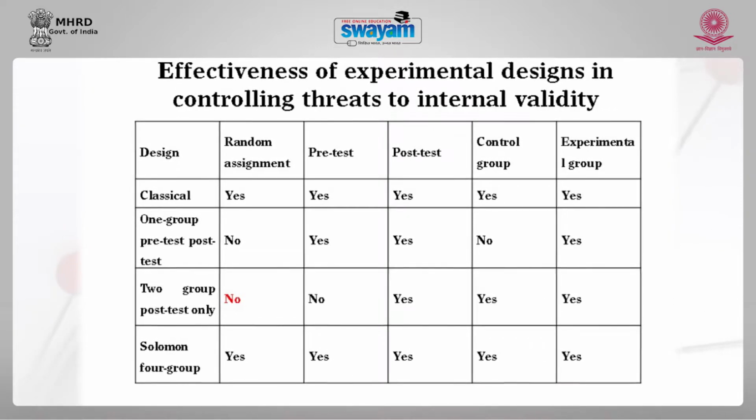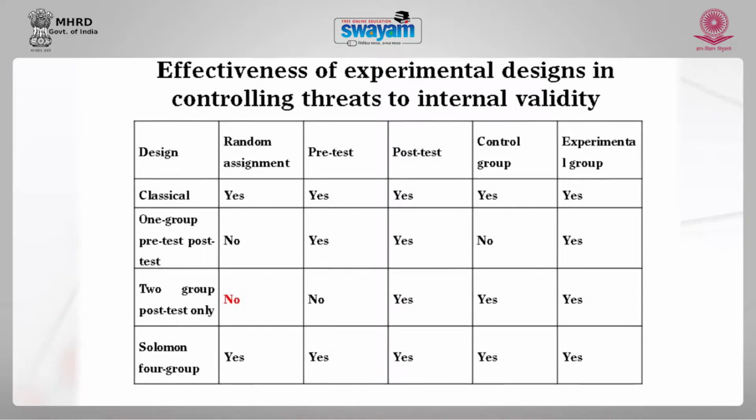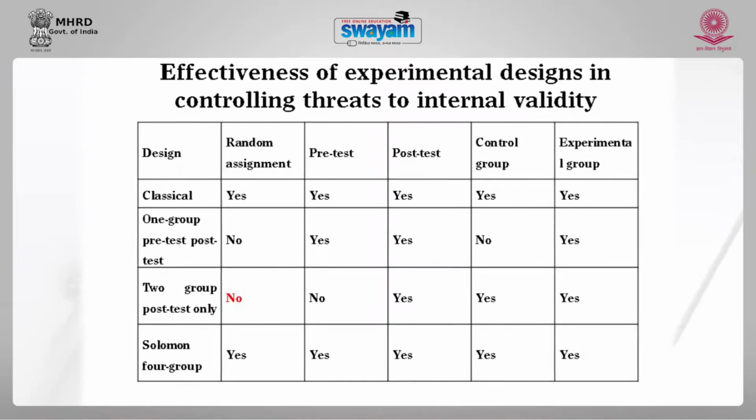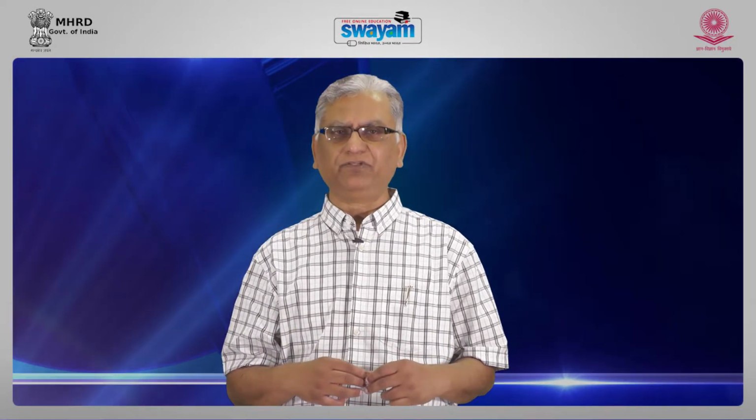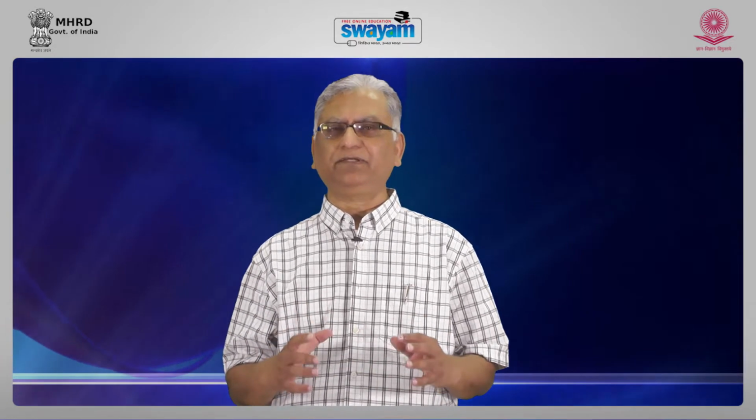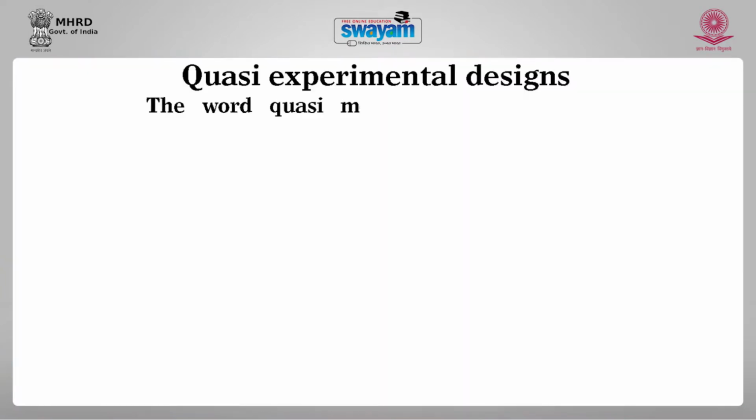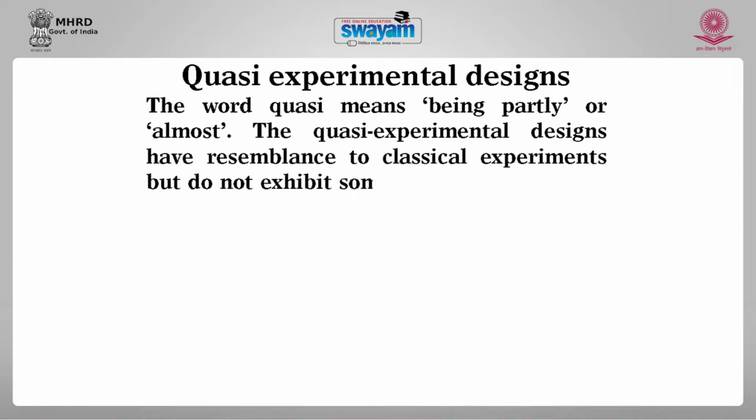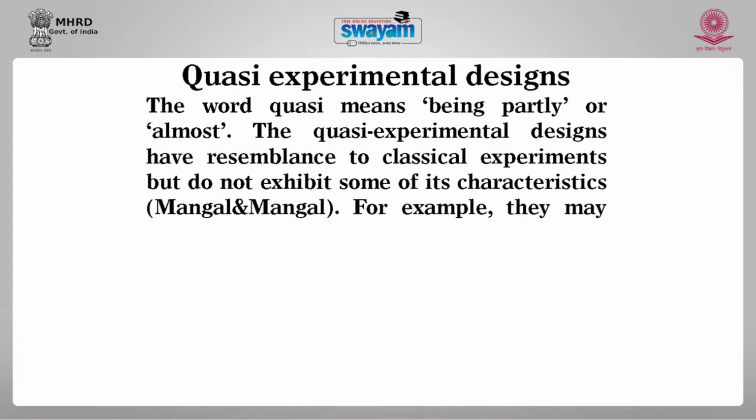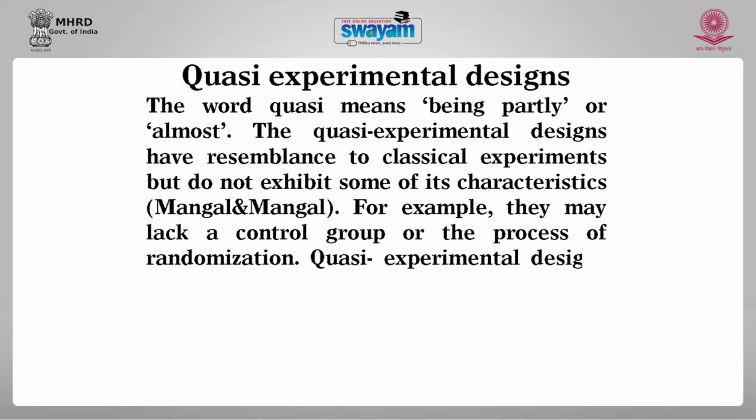So far, we have examined classical experimental research designs. Now we look at the next type of experimental design, which is called a quasi-experimental design. The word quasi means being partly or almost. The quasi-experimental designs have resemblance to classical experiments but do not exhibit some of these characteristics. For example, they may lack a control group or the process of randomization.